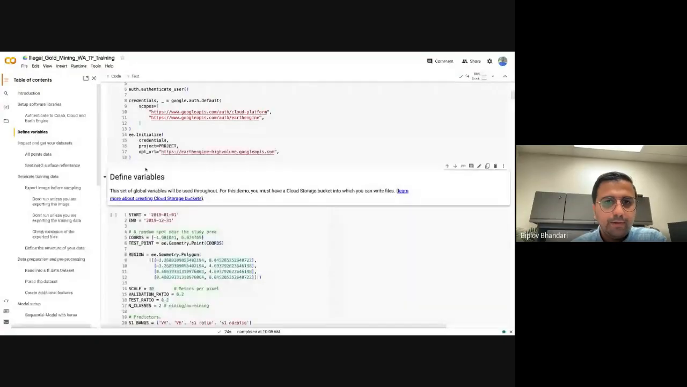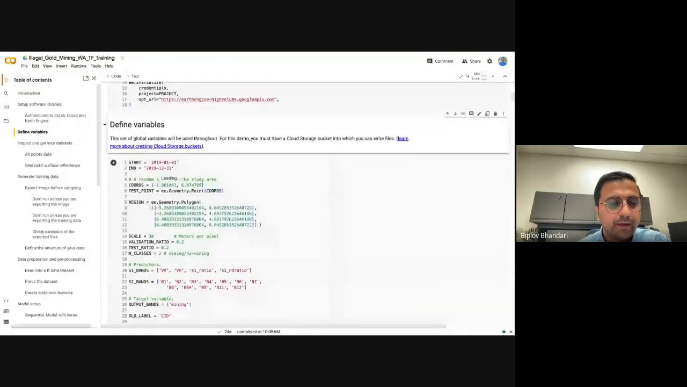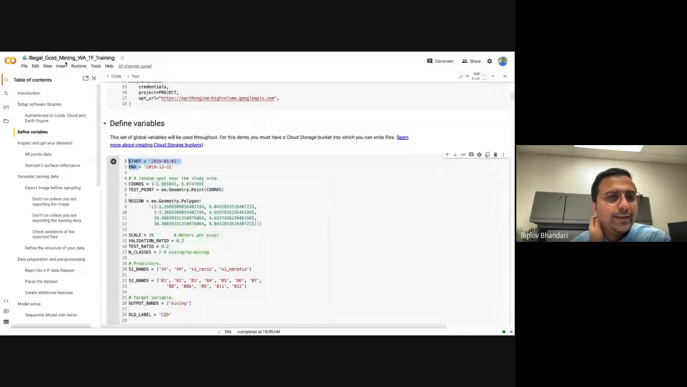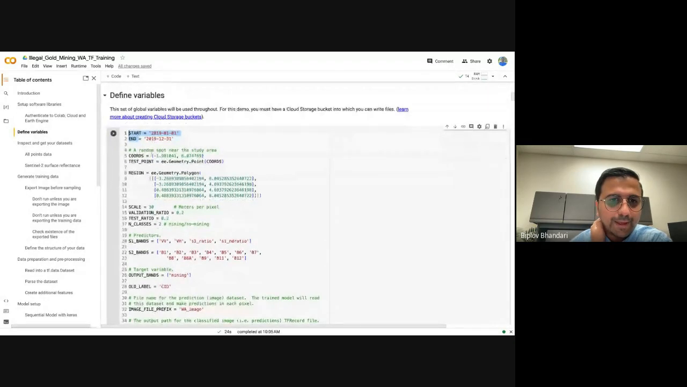Okay, so now we've been authenticated. Now here we'll define some of the variables that we'll be using. For this, we're focusing on 2019. Sorry, I forgot to mention, we're looking at the illegal gold mining, a similar application to what we saw yesterday using the random forest.